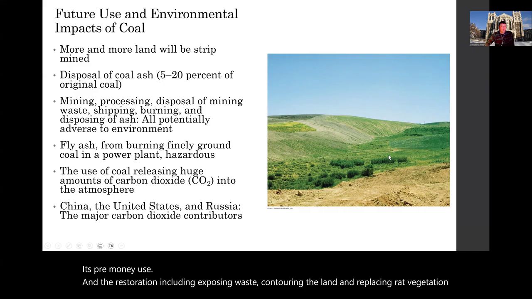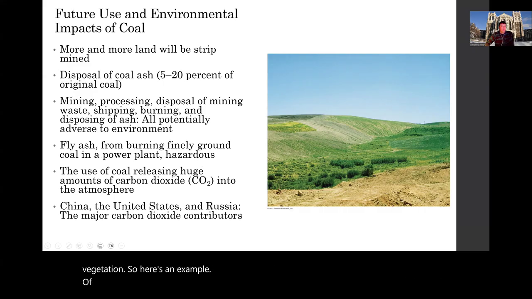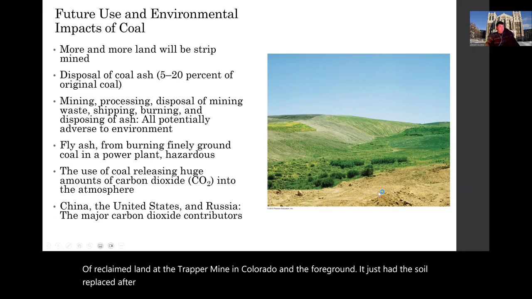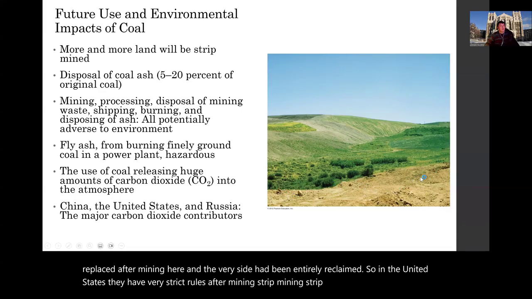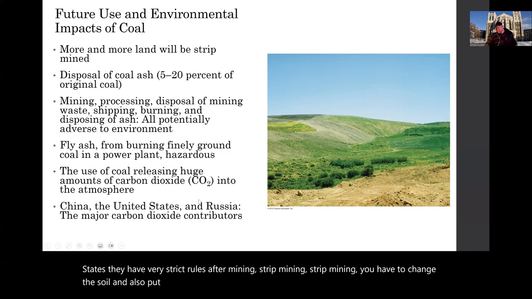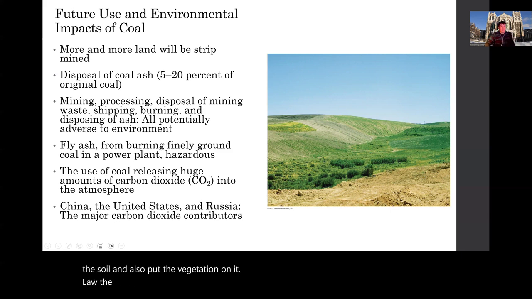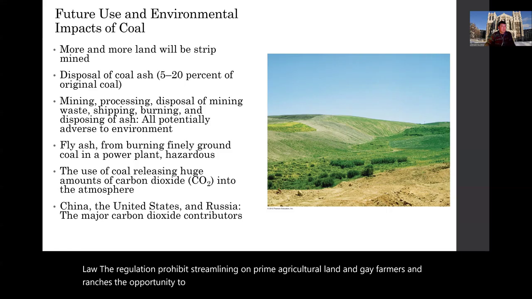Here's an example of reclaimed land at the Trapper Mine in Colorado. The foreground just had the soil replaced after mining, and the vegetation side had been entirely reclaimed. So in the United States, they have very strict rules. After strip mining, you have to replace the soil and also put vegetation on it. This is law. The regulations prohibit strip mining on prime agricultural land and give farmers and ranchers the opportunity to veto mining on their land, even if they don't own the mineral rights.